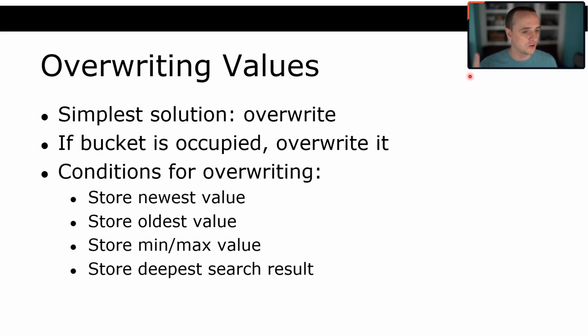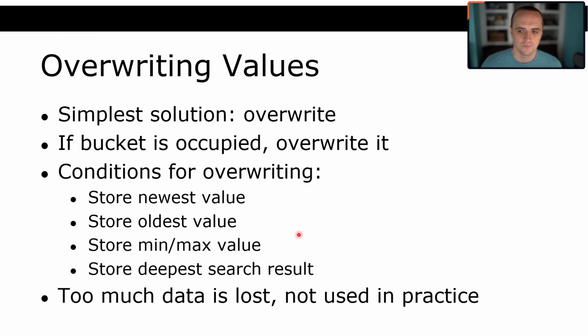We could store the newest value, or maybe we want to store the oldest value. So storing the newest value would be saying, sorry, John, Sandra is going to be stored here now. Maybe we want to store the oldest value in some cases. So sorry, Sandra, John was already here. You can't have his seat, okay? Maybe we want to store the minimum or the maximum value. So if we're hashing people who owe us money, maybe we want to overwrite with the person who owes us the most money, right? Or if we're talking about searches, maybe we want to store the deepest search result, or the value that we spent the most computation time on.